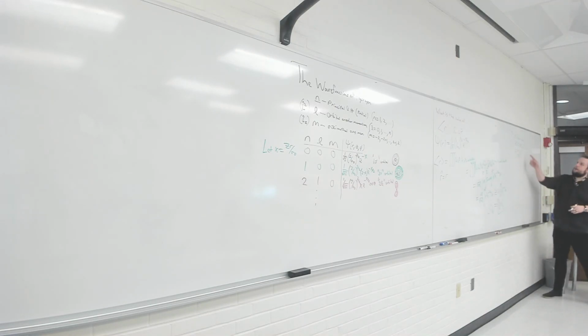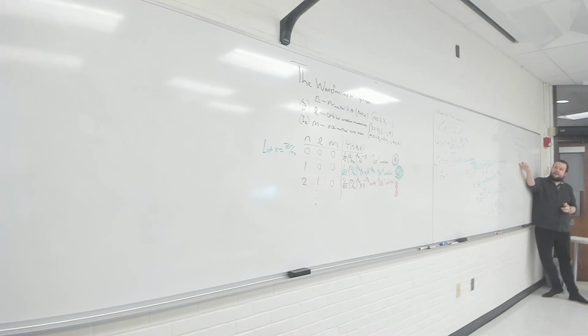So if we represent the Bohr radius in terms of physical constants, this is equal to 4 pi times the permittivity of free space. This is an electrostatic effect. Times Planck's constant squared, divided by the mass of the electron, times the square of the charge of the electron.